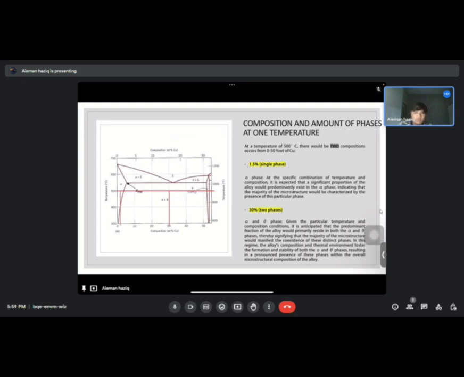And number two, I take 30% of copper. So there are two phases, which are alpha and beta phase. Given the particular temperature and composition condition, it is anticipated that the predominant fraction of the alloy would primarily reside in both alpha and beta phase, thereby signifying that the majority of the microstructure would manifest and coexist in these distinct phases in this region. The alloy's composition and thermal environment foster the formation and stability of both the alpha and beta phase, resulting in a pronounced presence of these phases within the overall microstructure composition of the alloy.